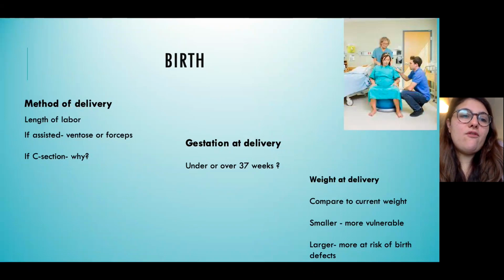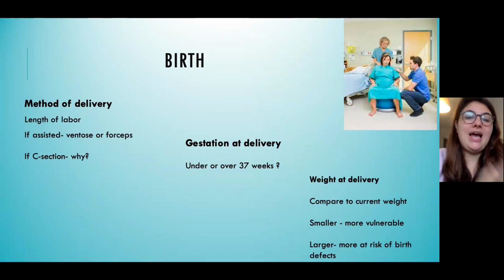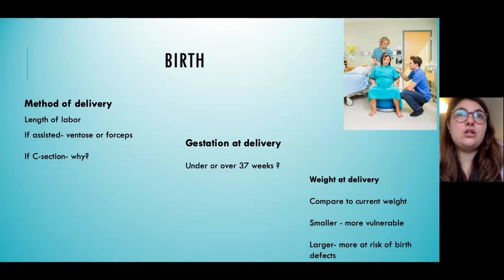And then if mum had a normal vaginal delivery, was it assisted? And if so, was this using ventouse or forceps? This is important, especially with the ventouse, because if the baby's presenting with jaundice and they have the chignon on their head from where the ventouse suction cup was applied, this is a potential source for their ongoing jaundice due to the breakdown of the red blood cells in that chignon.